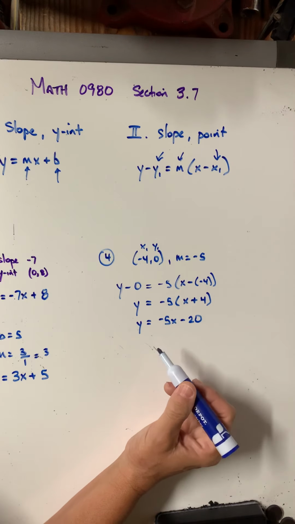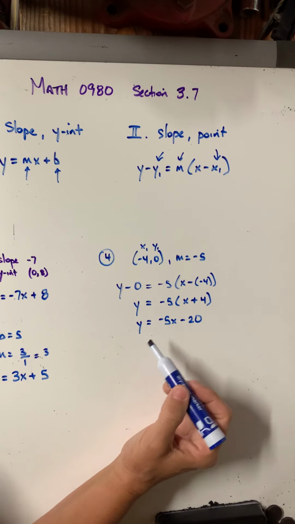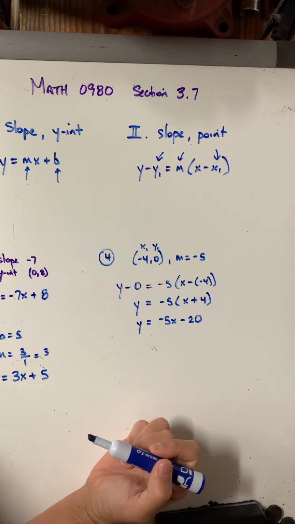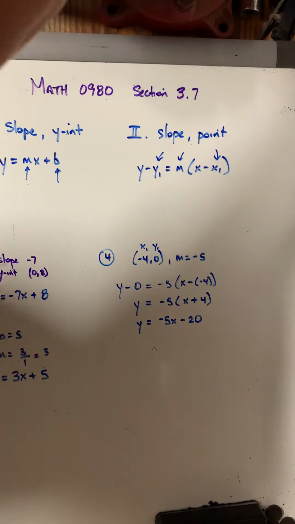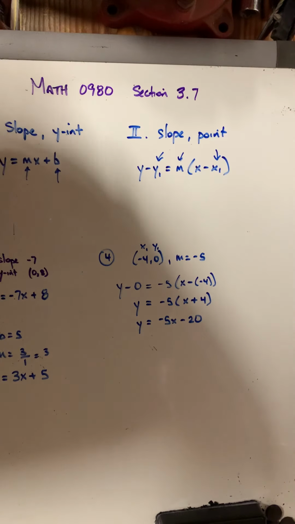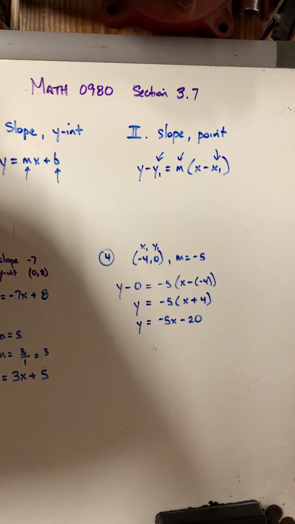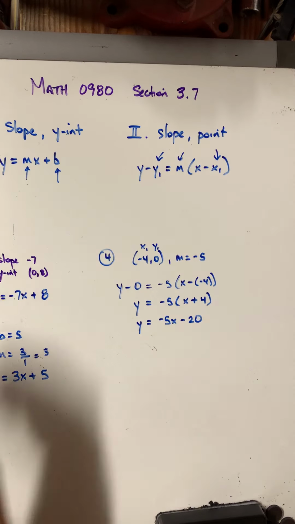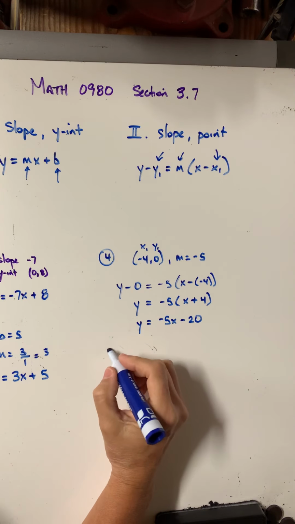So that's not horrible, but it's definitely more difficult than questions 2 and 3. So question 5 is the same way. You're going to use your point slope formula.